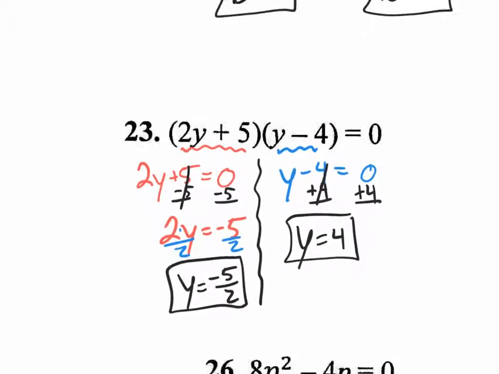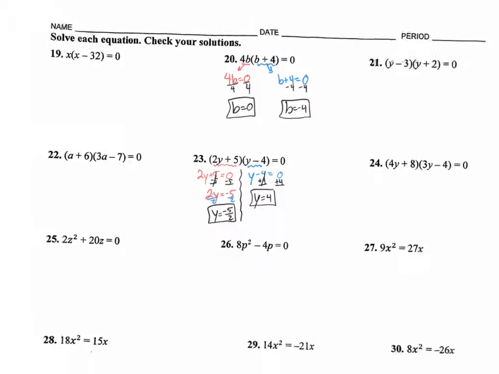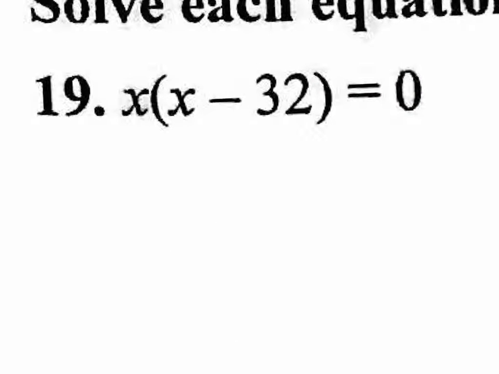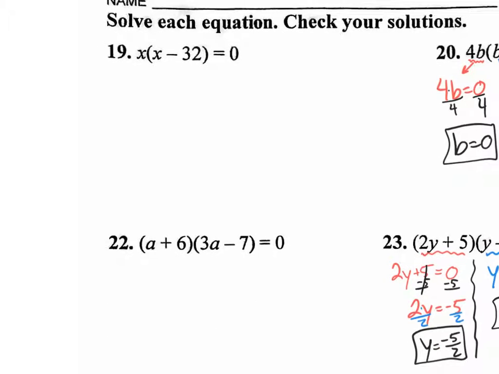So as you can see, the first half of the back side is really easy. Why? Because they're all in factored form. Just split them. I mean, you already know that the answer is going to be x equals 0 and x equals positive 32. But you need to show your work, all right? Split them, set them each equal to 0, and solve.